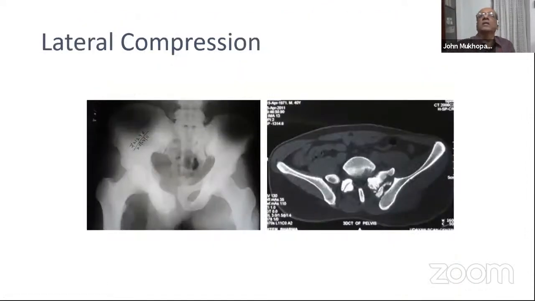Now, an example of it, here's a lateral compression. Here you've got more like a locked symphysis rather than a pubic symphysis fracture.